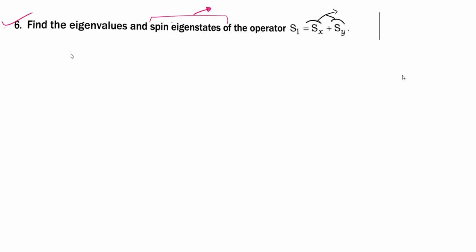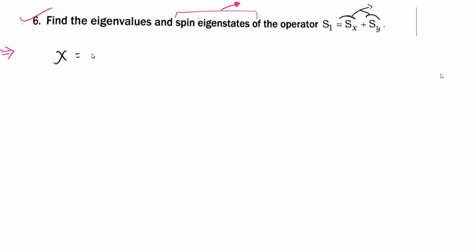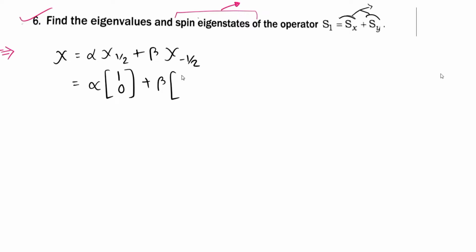Now, the generalized form or generalized wave function of a spin half particle can be written as chi equals alpha chi half plus beta chi minus half. Now this can be written as alpha into this, which is represented with a column vector like this, plus beta into this, which represents a column vector like this. These are called the basis vectors.